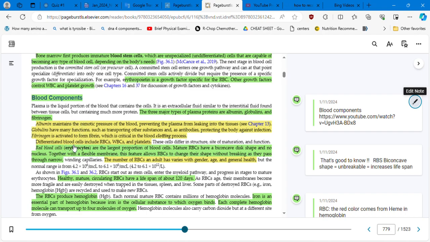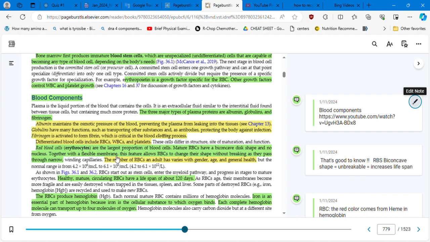Okay, red blood cells, erythrocytes, are the largest portion of blood. We know that. Mature RBCs have a biconcave disc shape and no nucleus. And this is good to know. Pay attention every time that I say it's good to know. It's possible that you are going to see this in the exam.